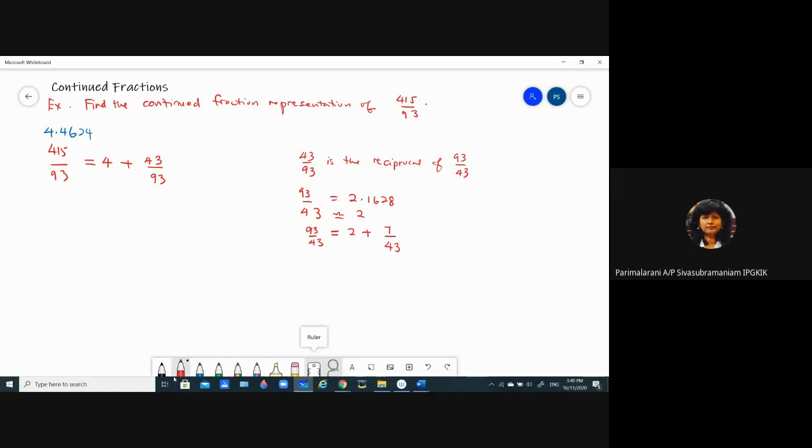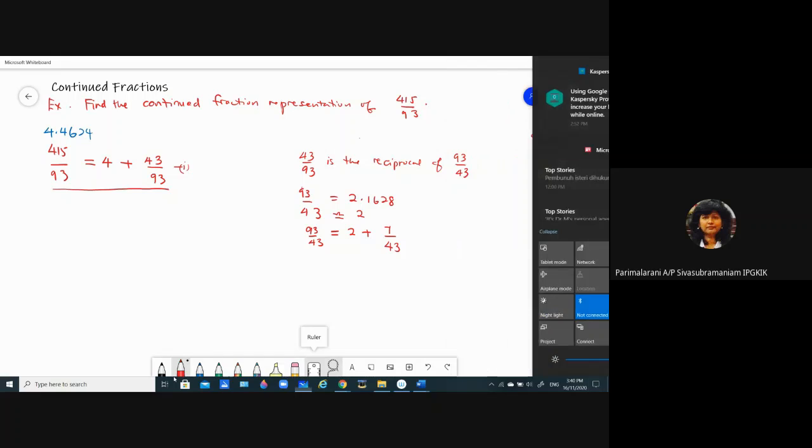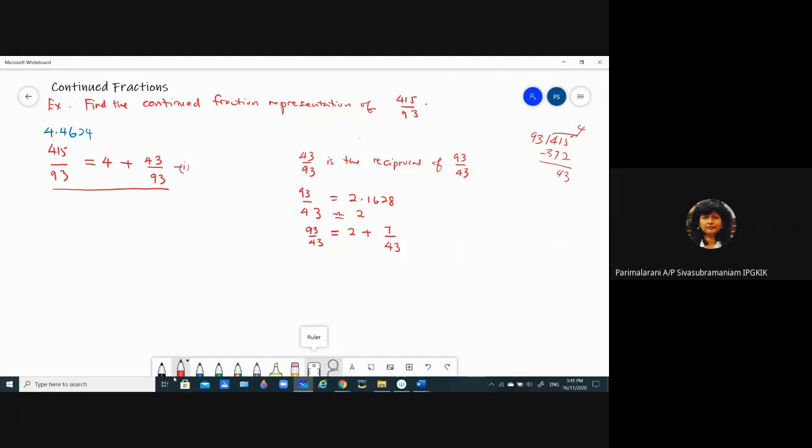Is this first line correct, what I've written here? Correct, right? All you have to do is divide 415 by 93, you will get 4. 4 times 3 is 12, 4 times 9 is 36, 37, and your balance will be 43. So you can write this as 4 plus 43 over 93.